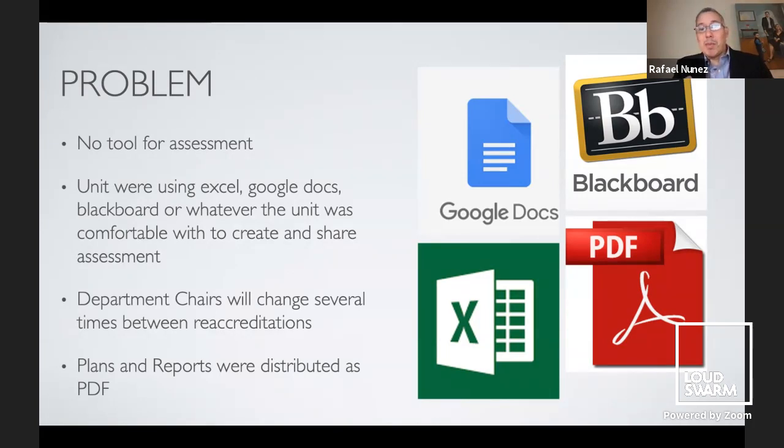So we had a web page which had all the different units' documents, plans and reports, but there was no way to correlate the data. If you wanted to look at one particular part of the plan that correlates to different units, you couldn't do that because there's a whole bunch of documents all over the place.